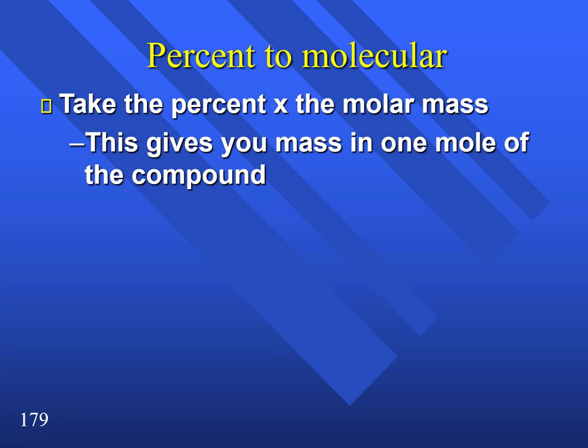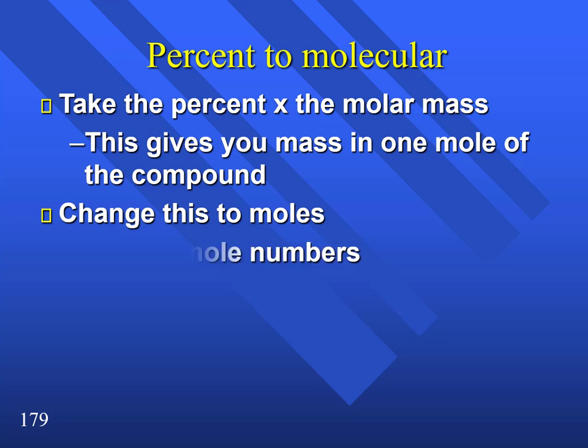Make sense? If I got something that's got a molar mass of 100, and it's 12% carbon, I got 12 grams of carbon. If this molar mass is 50, right, and it's 12% carbon, 50 times 12% is 6. I got 6 grams of carbon. Take those grams and change them into moles. When you do that, what you're figuring out is how many moles of that element in a mole of the compound. And that has to be a whole number.